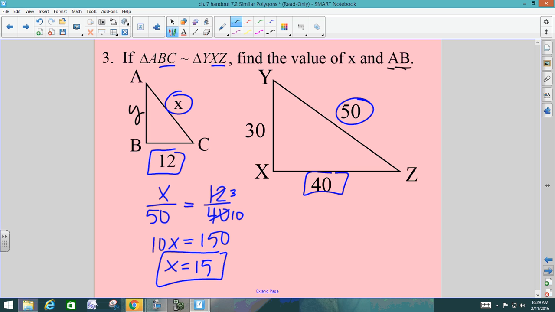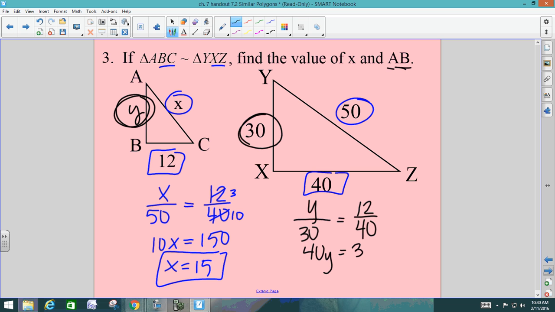Then you have to find the length of AB. Put a y there, so you have a variable if you want. You can put in a variable if you're trying to solve for that length. Set up a proportion. Y in my first triangle corresponds with what? 30. Now you have to come back, and you can either use 12 or you can use 15 because you now know x. I'm just going to stick with the ones they gave me, so I'll just do 12 over 40. 40y equals 360. Divide by 40. Should get y to equal 9.